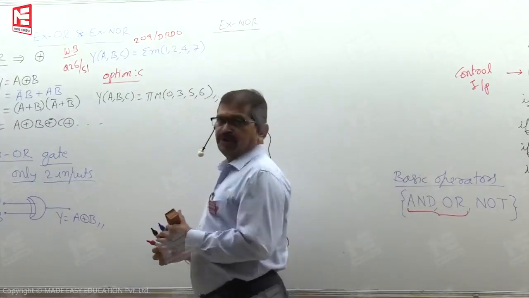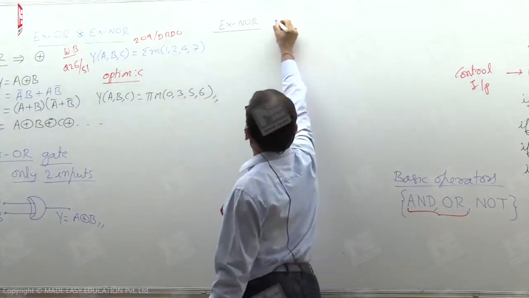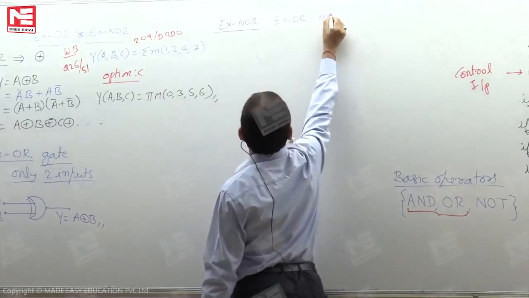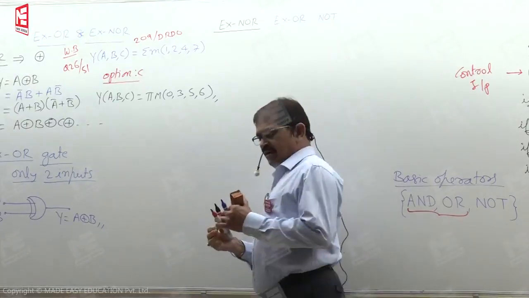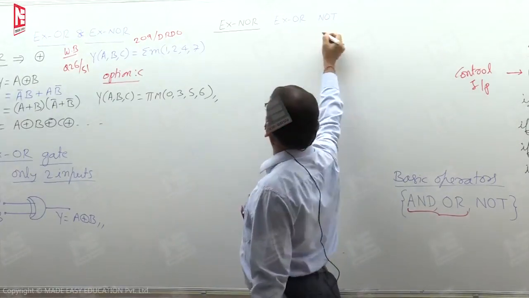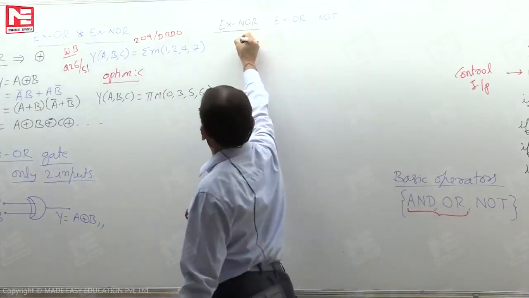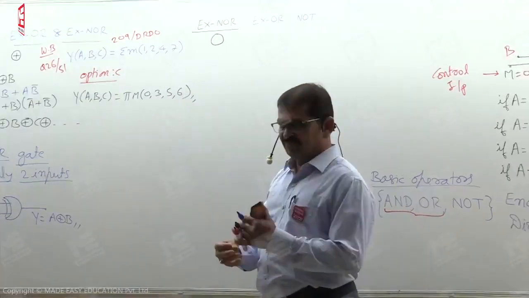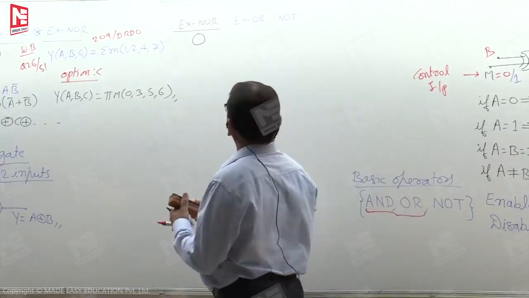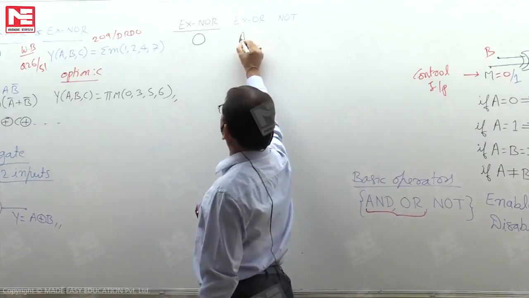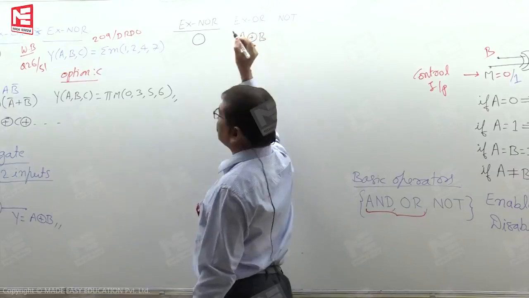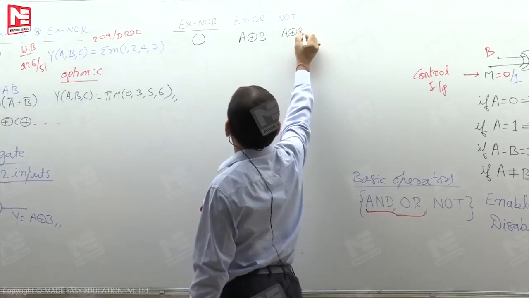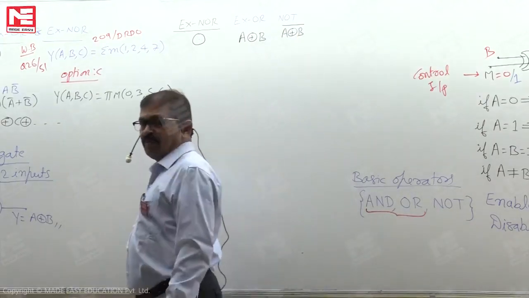This exclusive NOR operation is nothing but XOR followed by NOT. Symbolically, we are representing this exclusive NOR operation with this symbol. It is a symbolic representation for exclusive NOR operation. So, if A and B are the Boolean variables, first on these variables we are having XOR operation, later there is a complement operation.